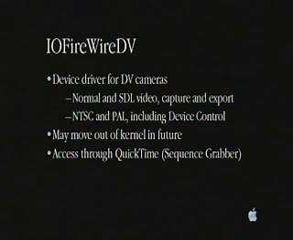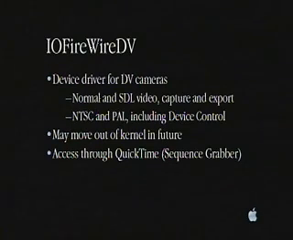IO FireWire DV, this is the standard DV device driver that we provide. It provides services very similar to what was in macOS 9. It is a device driver for DV cameras. It can transmit and receive frame-accurate 30 frame per second DV. It supports normal DV and the new SDL mode that is present in that Canon camera I showed you earlier.